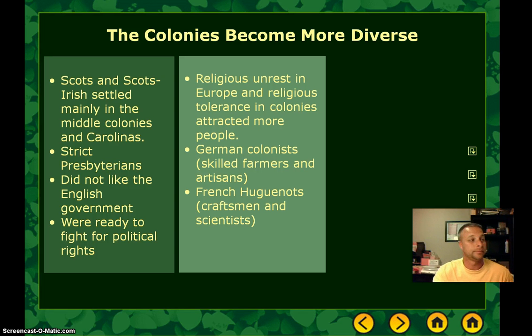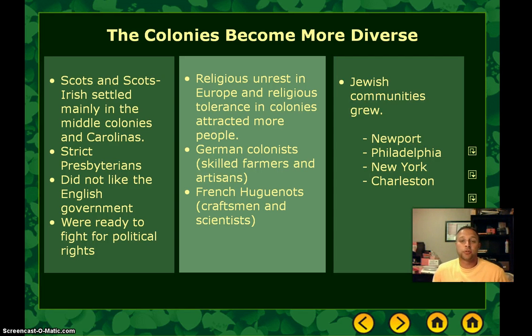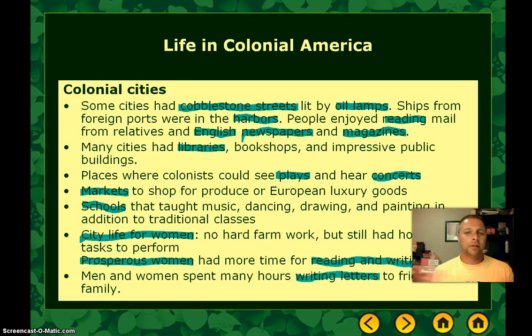colonies also. You also have the growth of small Jewish communities at times, specifically in the larger cities like Philadelphia and New York, but also in some of the more mid-sized cities like Charleston and Newport. You have the growth of small Jewish communities that are going to become very influential and important for shaping American culture.